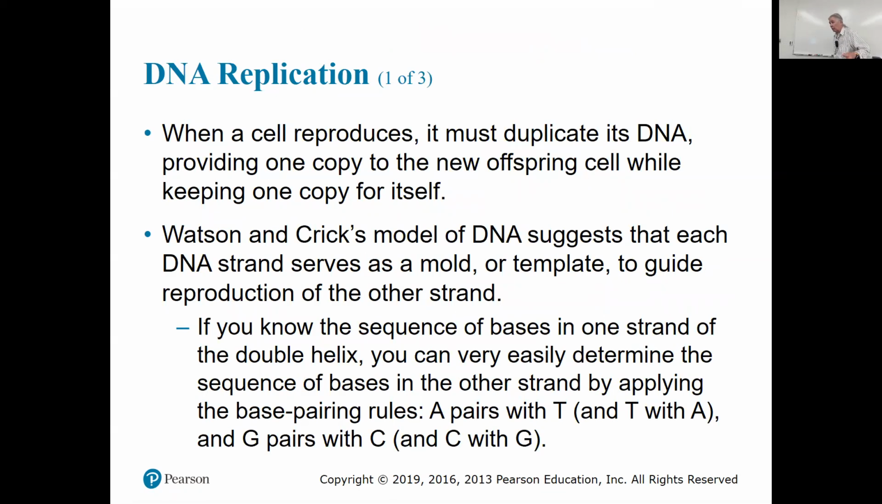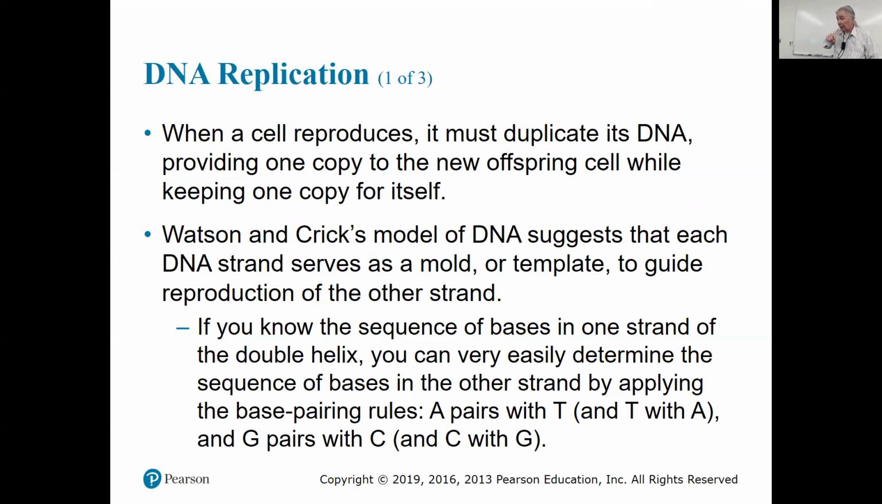So remember, when a cell reproduces, it has to duplicate its DNA, right? Providing one copy to each of the new offspring cells. So Watson-Crick's model suggests that each DNA strand serves as a template for a new strand. And this is called a semi-conservative means of DNA replication. So you start off with one strand, it breaks apart, and then you use the 2 strands as templates to make a new strand. So each new strand of DNA is a combination of an old strand and a brand new, newly constructed strand. Okay.